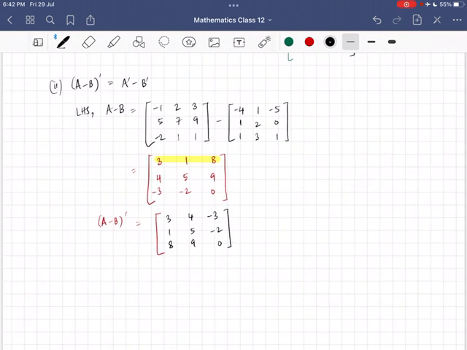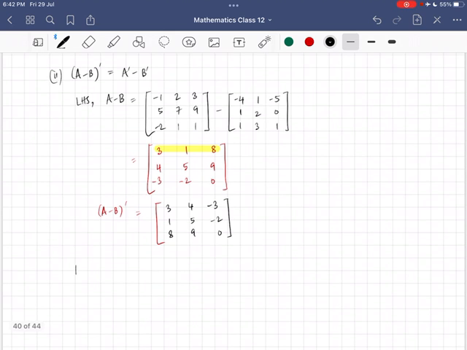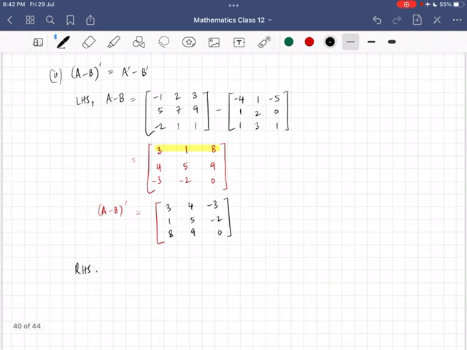Now we have to do the right hand side. For the right hand side we have to find A transpose and then B transpose. For that we need to find A transpose first. We can see that this is my A. So A transpose will be, again, row 1 is minus 1 2 3, so it becomes column 1: minus 1 2 3. Then we have 5 7 9. Then we have minus 2 1 1. So this is my A transpose.